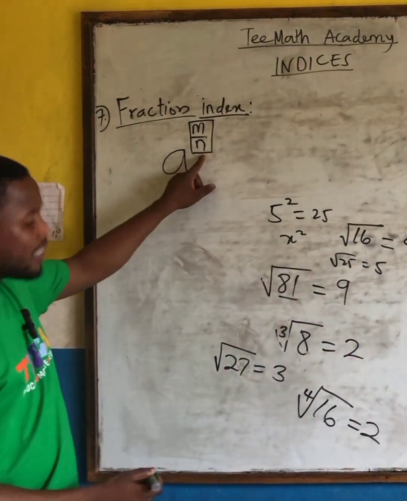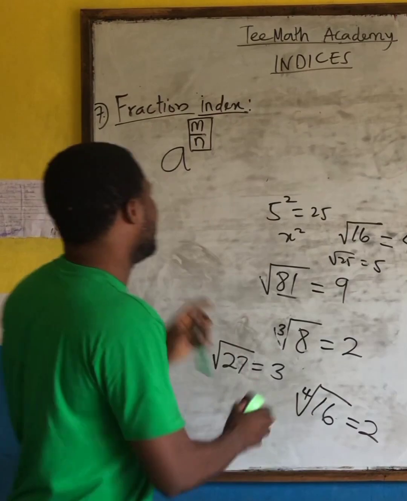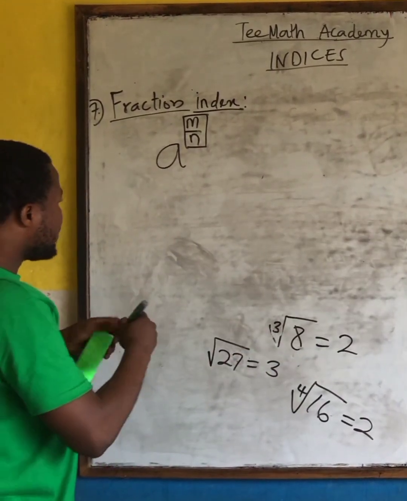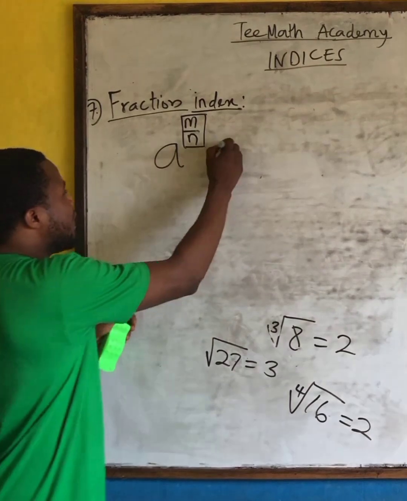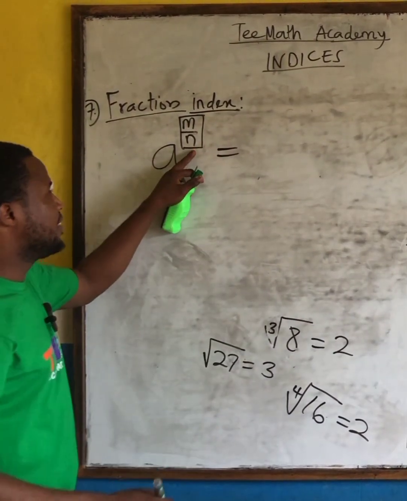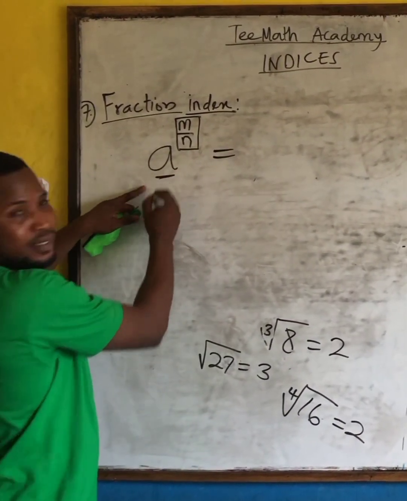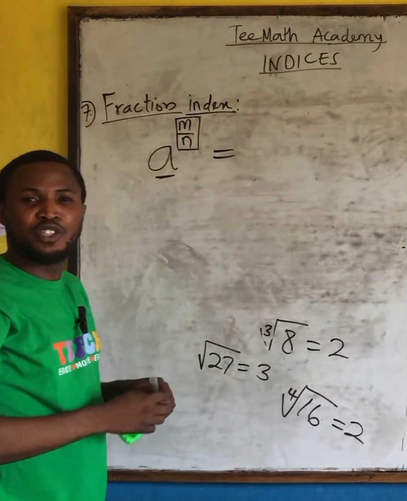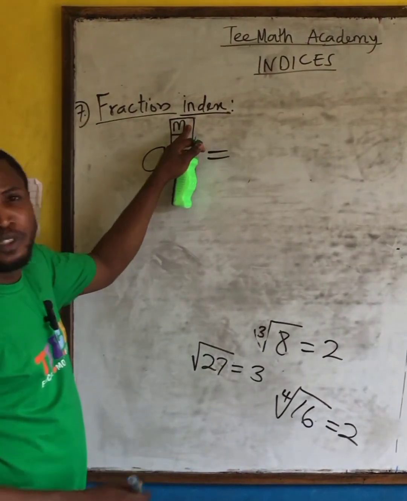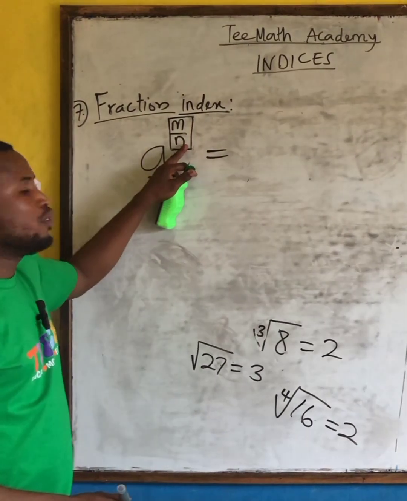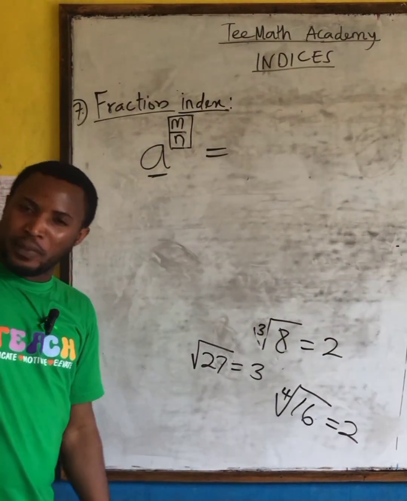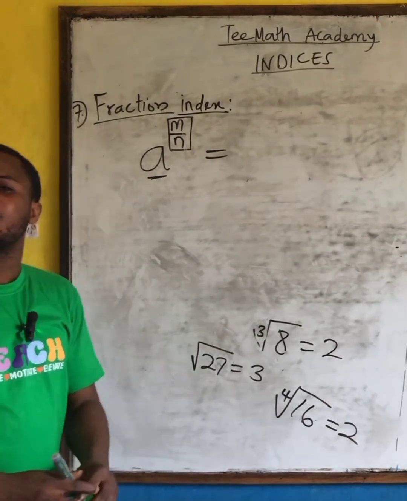Now, let's come back to fraction index. To do this, you must know all these roots. What do you now do? You are going to apply this. Don't forget that the A is the base. This is the fraction, and in the fraction, we have the top, the numerator, and the bottom, the denominator. So whatever the value of the denominator is going to be the root.